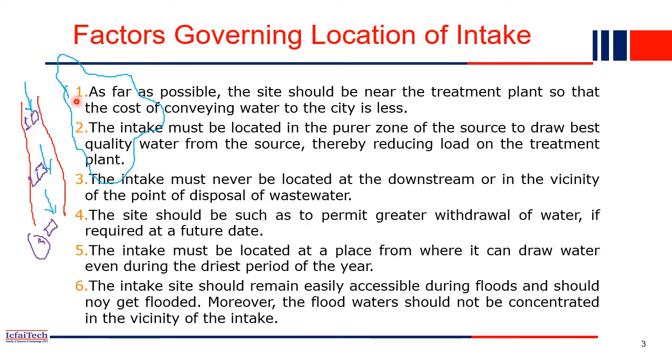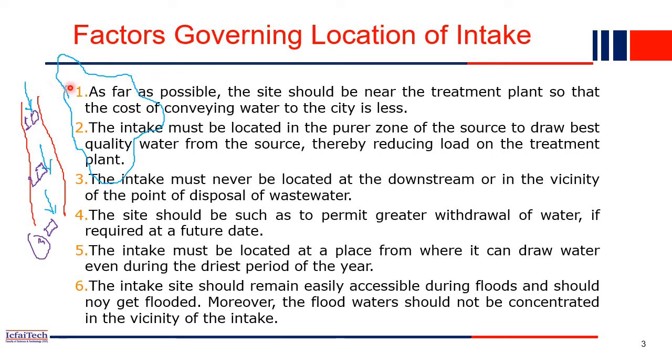First you have to identify where you will place your water treatment plant, where the land is available. And the terrain also matters: where the hill region is, where it is flat, where the slope is. All these factors matter. Once we know that we will construct a water treatment plant here, then obviously we should have the intake structure as near as possible.